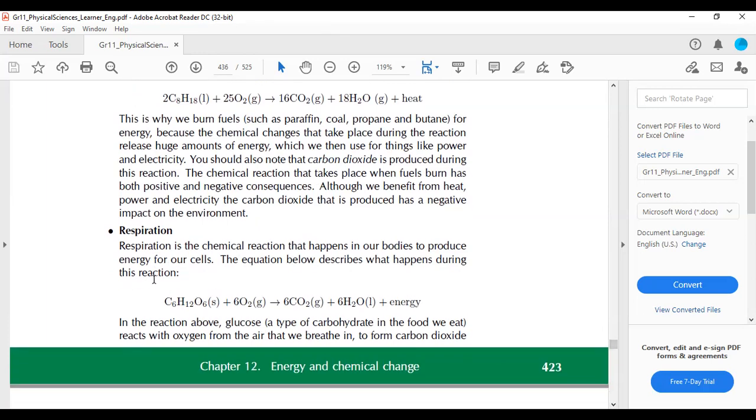So we're going to have our glucose plus our oxygen, and it's going to give us our carbon dioxide plus water plus energy. So in this reaction above, glucose reacts with oxygen from the air that we breathe in to form our carbon dioxide. So those are examples of our endothermic and exothermic reactions.